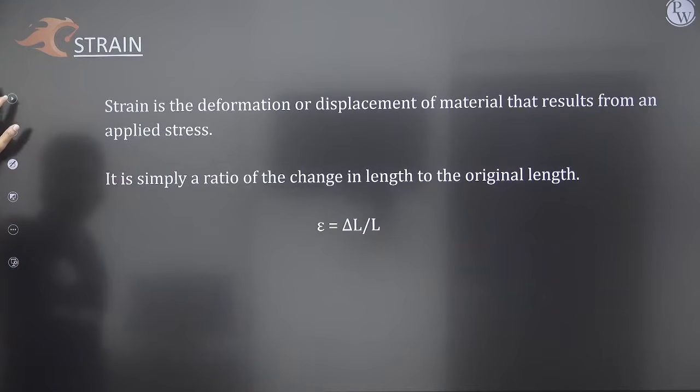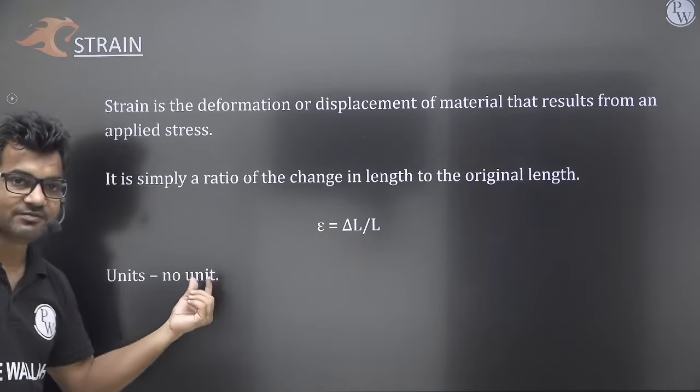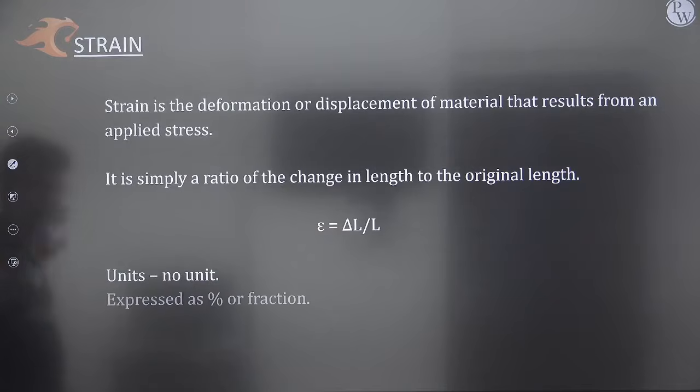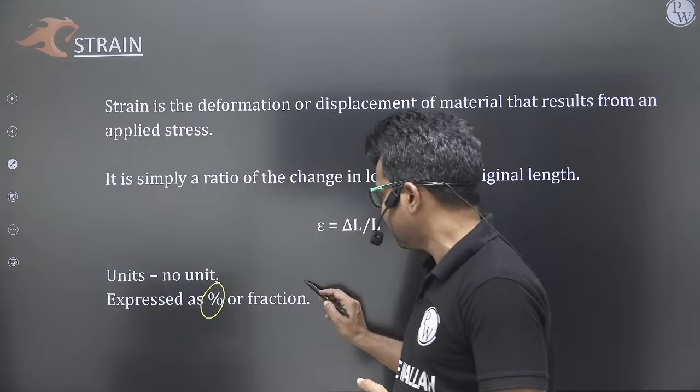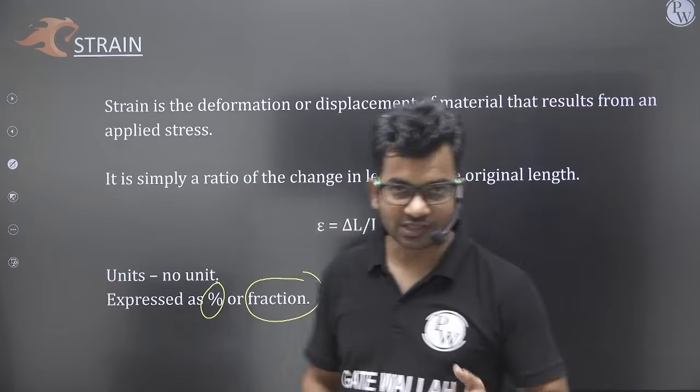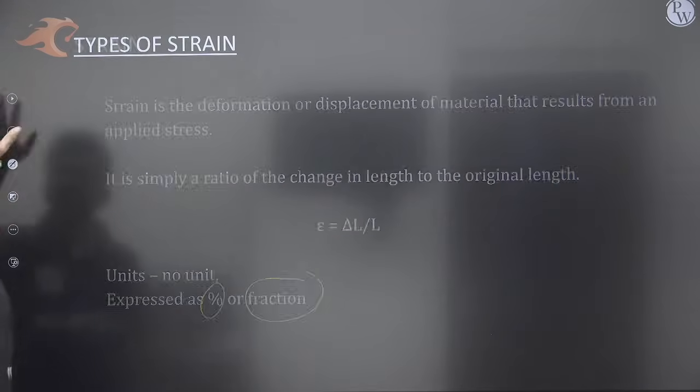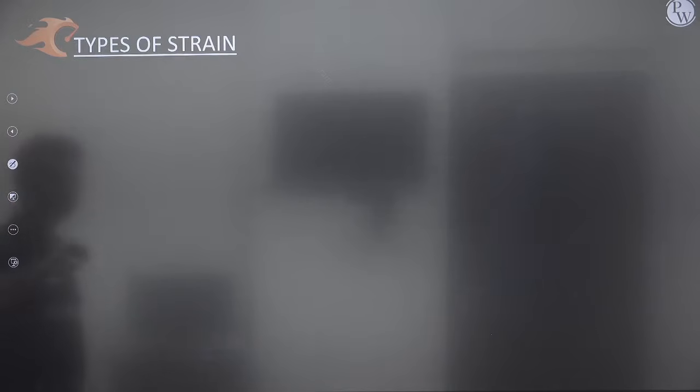There will be no units of strain. So strain will have no unit. How can we express it? We can express it as a percentage, or we can express it as a fraction. Okay, so these are the strains. Now let us see what are the various types of strain.